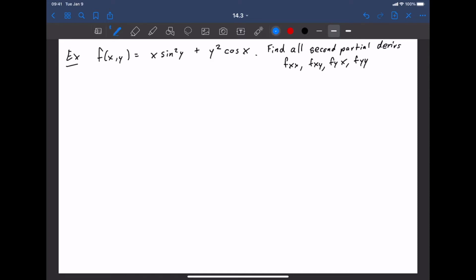Like I said, start with fx. Sometimes I'll organize my work like this. Treating the y stuff as constant, we get sine squared y and minus y squared sine x. From there, I will sometimes go right over to the second derivative only with respect to x. Now, this is all constant. This stuff's slightly more interesting. I get negative y squared cosine x.